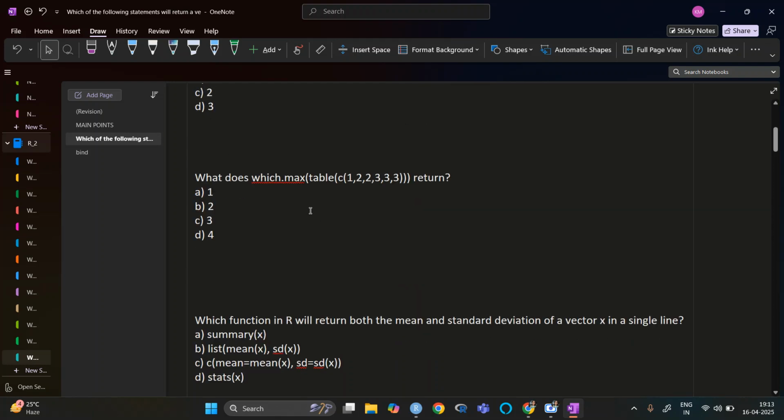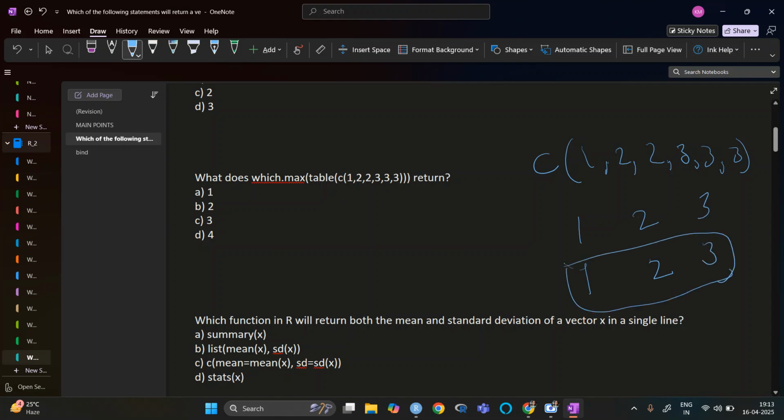Okay, the next is which.max(table(c(1, 2, 2, 3, 3, 3))). When you have a vector like this, what table does is that for 1 there is one value, for 2 there are two values, and for 3 there are three values. So this will be your table. What is the maximum value of it?